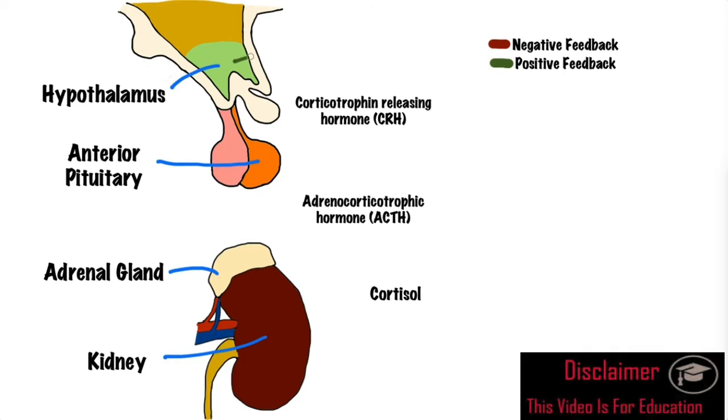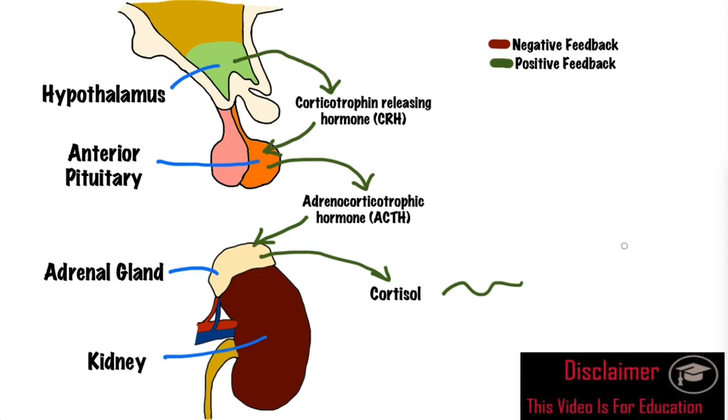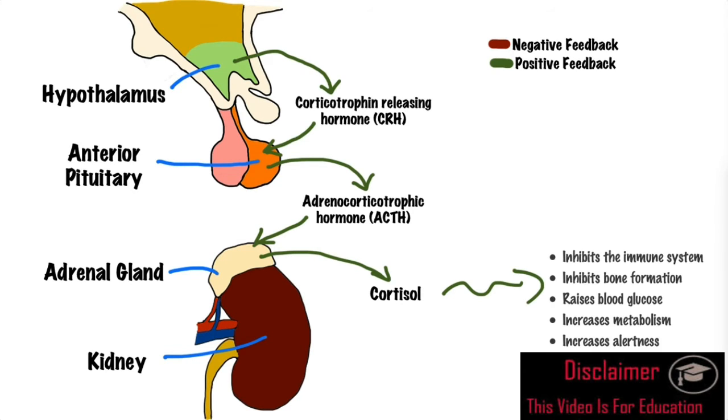So the hypothalamus produces this hormone called corticotrophin releasing hormone, or CRH for short. This hormone, CRH, targets the anterior pituitary, where it stimulates the release of adrenocorticotrophic hormone, or ACTH, and this ACTH targets the adrenal gland, where it stimulates the production of a hormone called cortisol. Okay, and this cortisol goes on to affect the rest of the body to have various different effects.